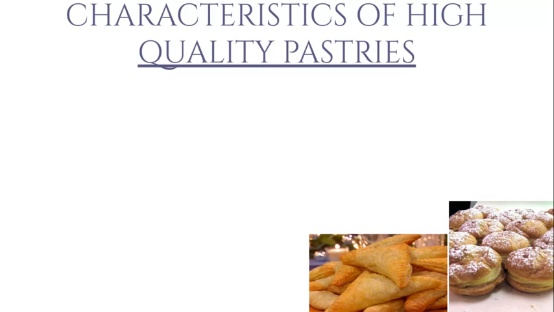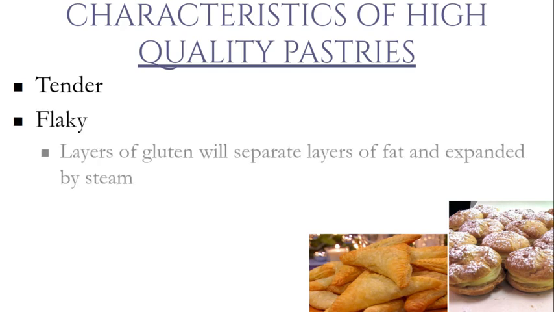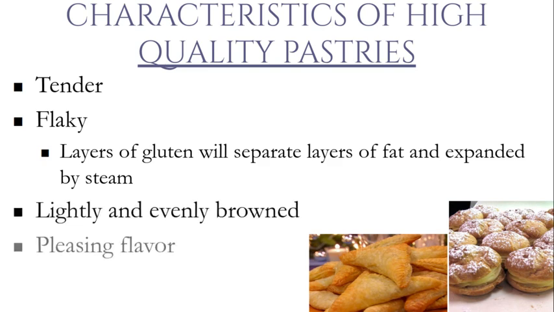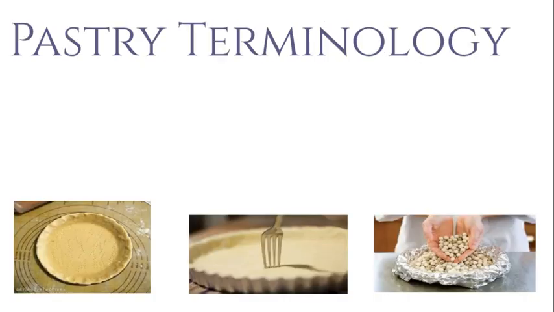So how do you know if you've done these things right? Well, your pie dough is tender. It's very flaky. Okay, you should kind of see those layers. It's very lightly and evenly brown, and it's a pleasing flavor. Okay, you don't want a tough pie crust, like one where it's really hard to stab into as you're trying to eat the pie.